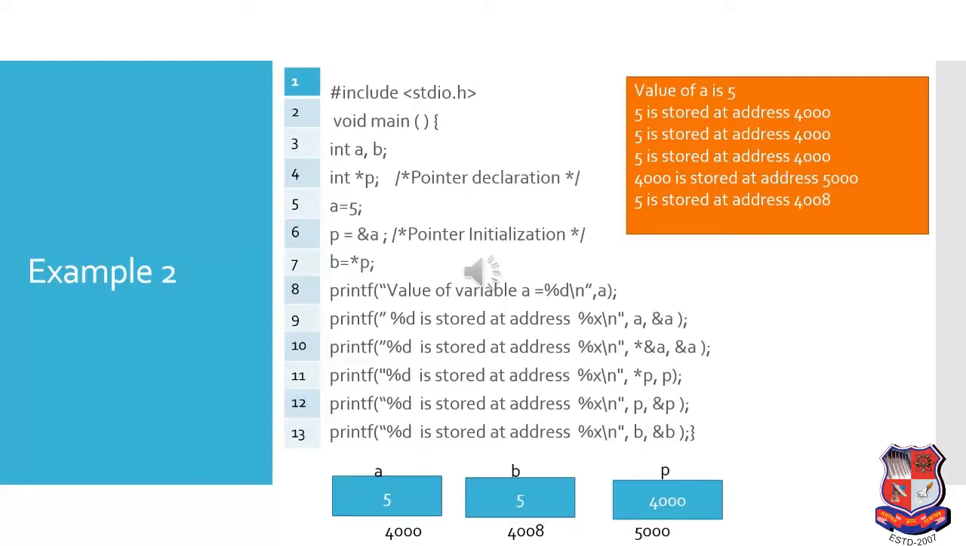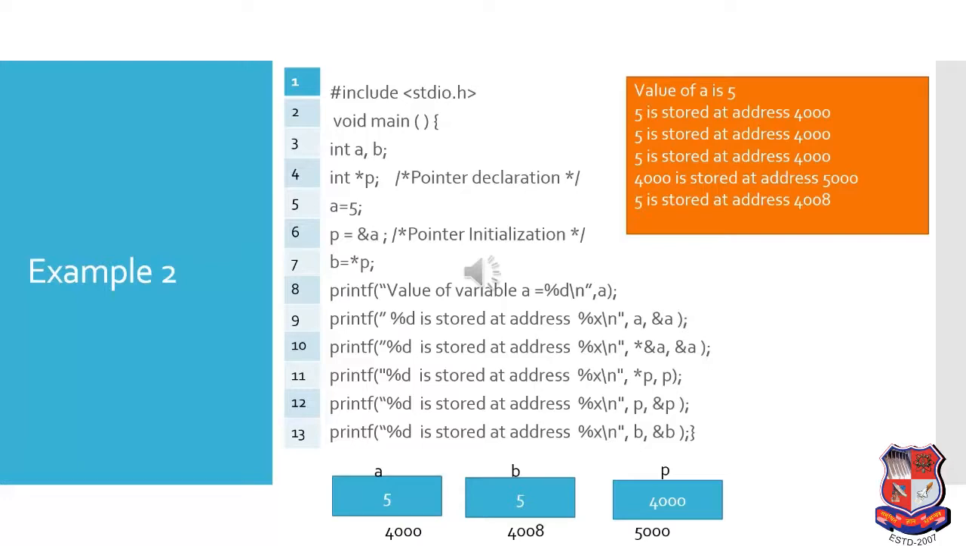Later on, B is assigned a value 5. So B is having a value 5 and it is located at address, let us say, 4008. Clear? So the output of line number 9 will be: we are displaying A first, that is 5, and then ampersand A, the address of A. Address of A is 4000. So what will be displayed? 5 is stored at address 4000.